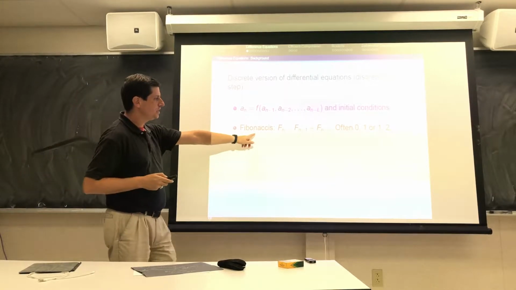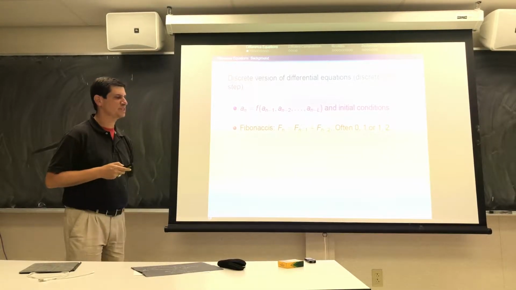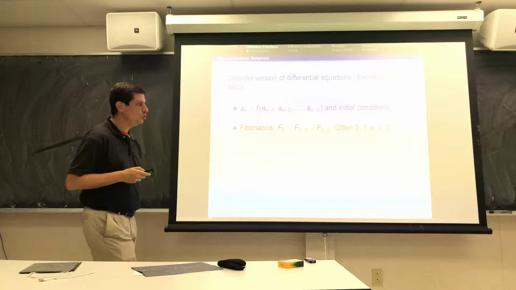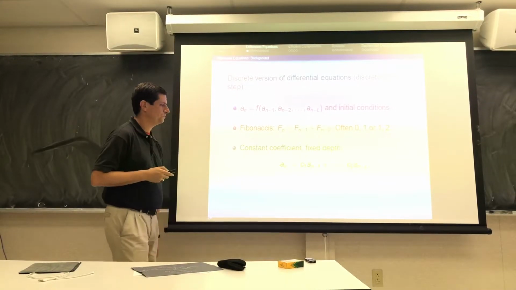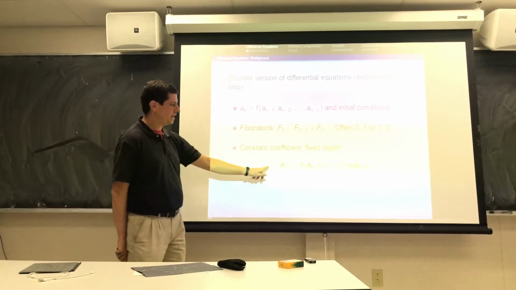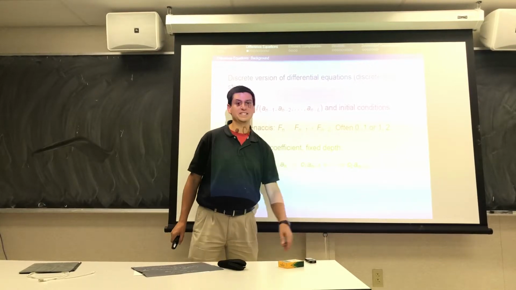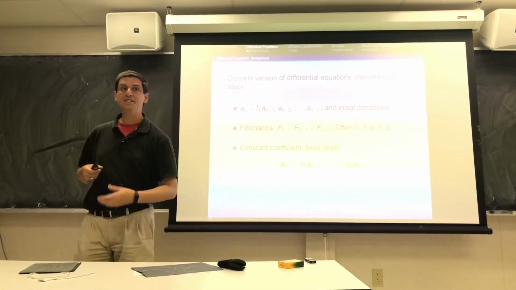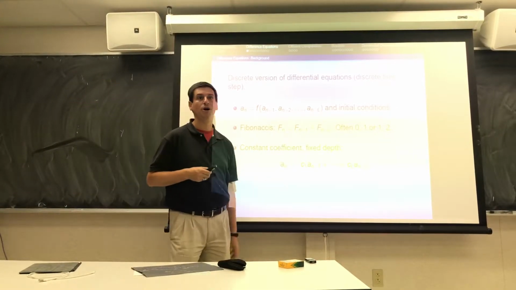So the Fibonacci, Fn is Fn minus 1 plus Fn minus 2. Each number is the sum of the two previous. And normally we start 0, 1, or maybe we start 1, 2. So we say something is a constant coefficient fixed depth if I have a relationship like this where the C's are fixed and I always go back exactly L. These are the easiest ones to analyze. And it turns out they model a lot of problems.